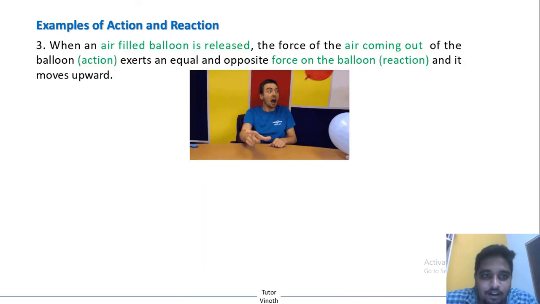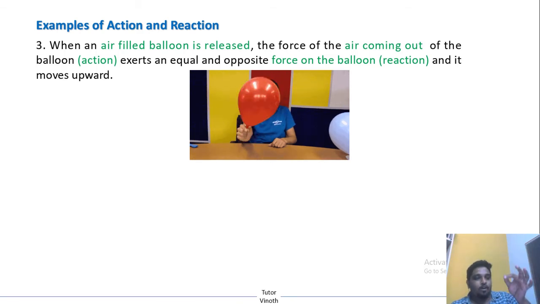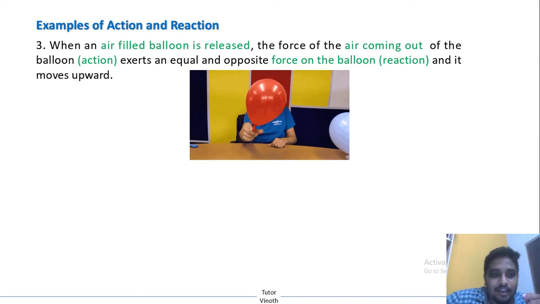Another example is an air-filled balloon. If you fill the balloon with air without tying a knot and let go, the air comes down, but the balloon goes upward, right? That is called Newton's third law.